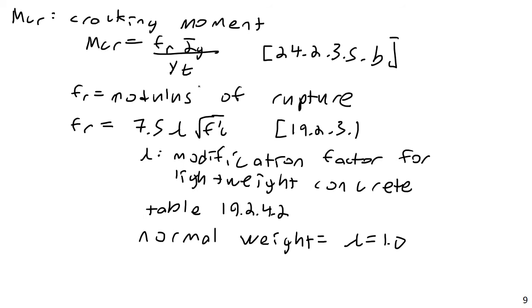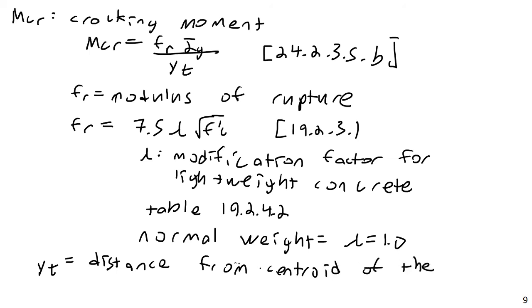And the last thing we need to be aware of is yt. Now thankfully you don't have to do another equation, it's just a section property effectively. yt is a distance from the centroid. Not really that difficult to calculate. It is the distance from the centroid of the gross cross-section to the tension face, ignoring the steel. So it's not the depth to the steel, but it's the depth to the tension face.